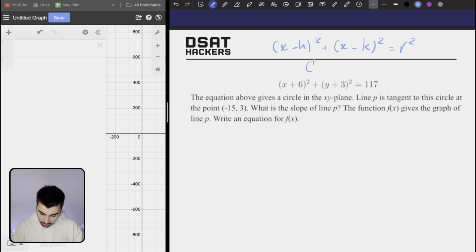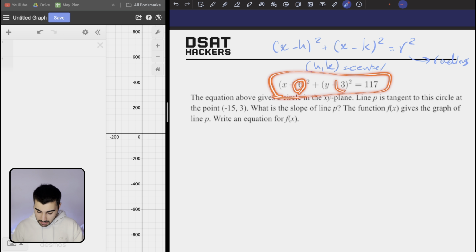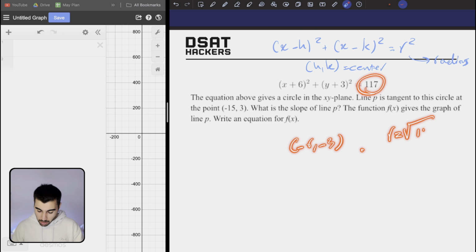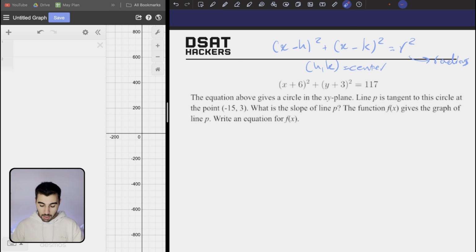So (h, k) is the center of the circle, and this is the radius. I have very bad handwriting, I know that. Notice that the signs of h and k change for the center. For example, in this equation, we have 6 and 3 here, so the center of the circle is -6 and -3. And the radius is the square root of 170, because this is the radius squared. This is what you have to know about the equation of circles.